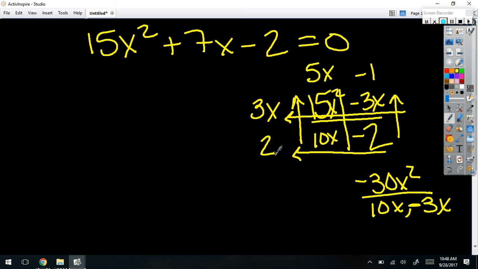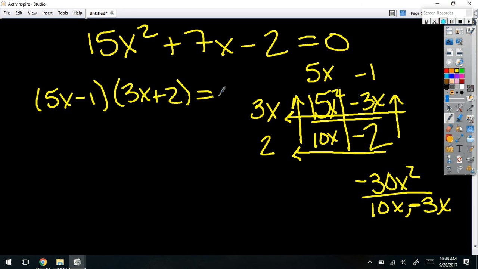Do y'all see why that one was 3x and not 1x? Because 3 goes into 15 5 times. Oh, I thought that was a 5, my bad. 5x minus 1. All right. So this factors as 5x minus 1, 3x plus 2. Remember, it still equals 0, yes? So what's my last step? Because I need to solve. Set each piece up and solve.